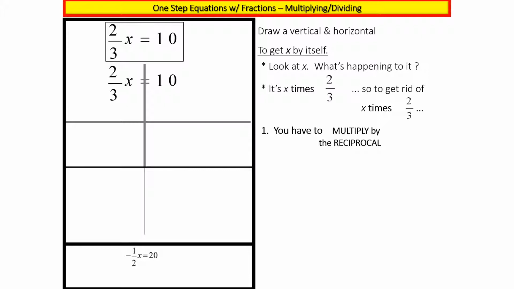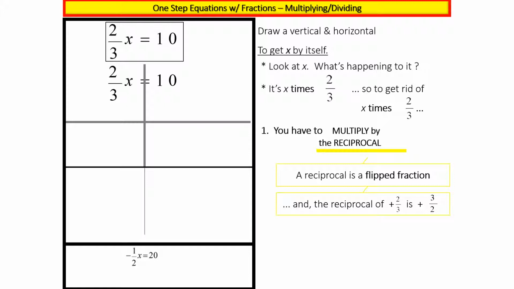In math, we have a special name for the inverse of a fraction, and it's called a reciprocal, which is really just a fancy name for a flipped fraction. So to get rid of that positive 2/3 coefficient, we're going to multiply by its reciprocal, which is positive 3/2.